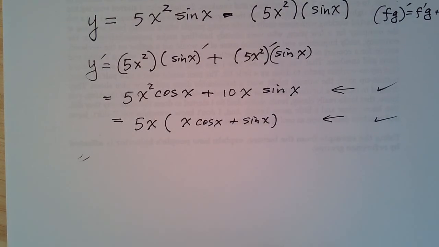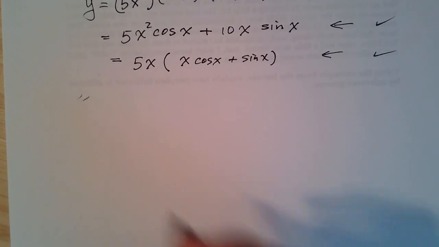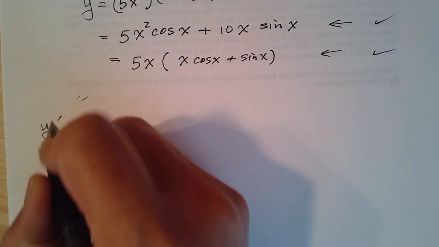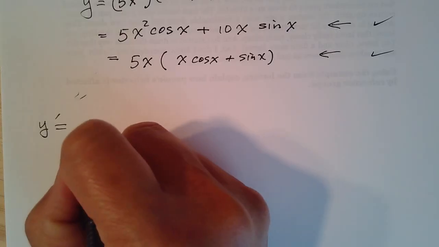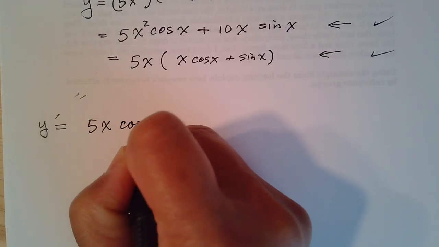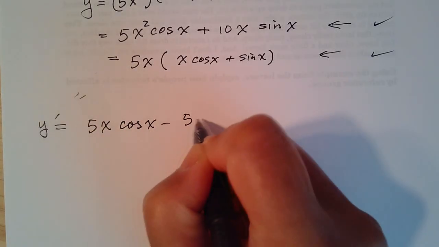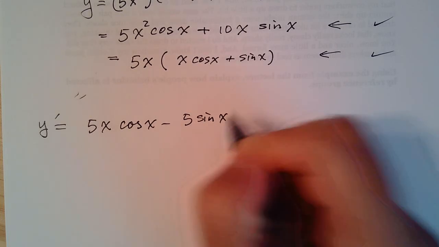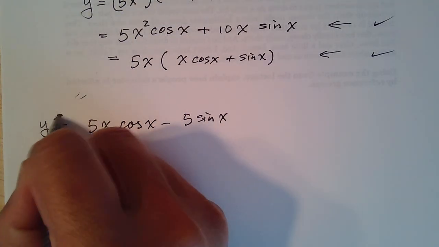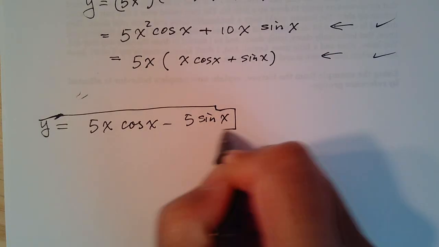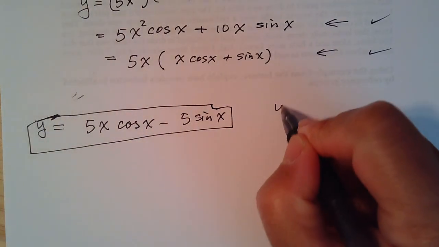Okay, so do you want to try one more? Okay, y equals 5x cosine x minus 5 sine x. You probably see that I like 5 a lot, right? Okay, so this is y. This is the given y, and I'm looking for y prime.